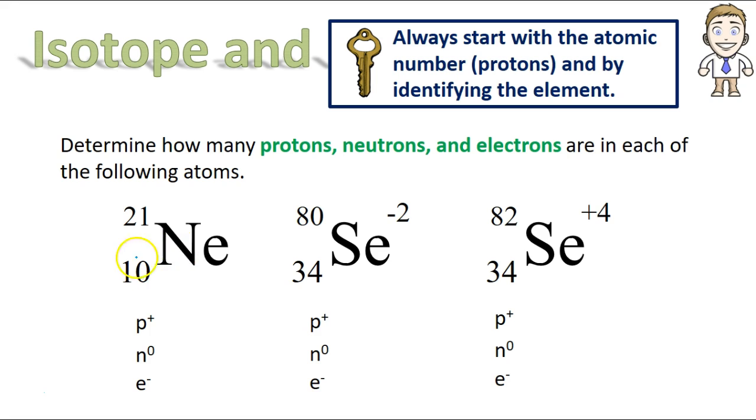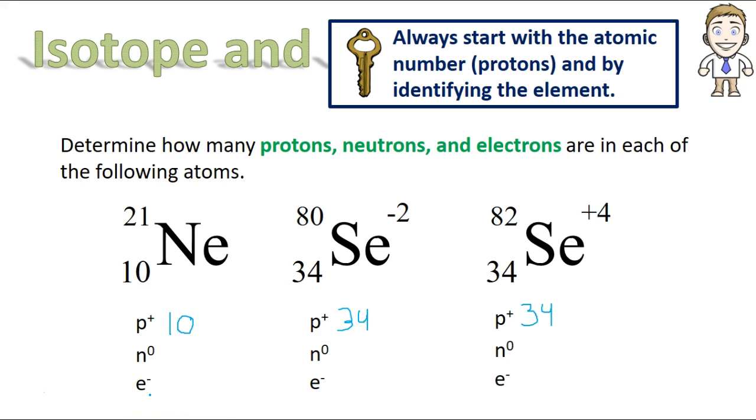So for neon here with an atomic number of 10, that just means there's 10 protons. You don't have to do anything, there's no work, no math. This selenium atom with an atomic number of 34 has 34 protons, and the same for this one. Always start with those.